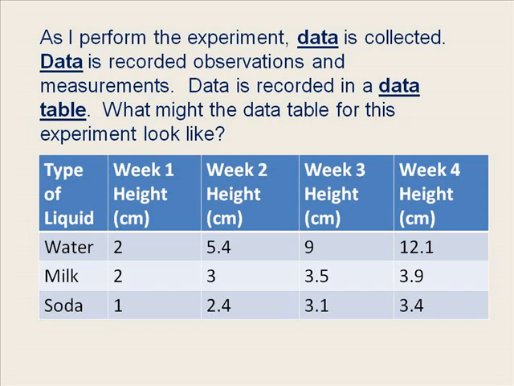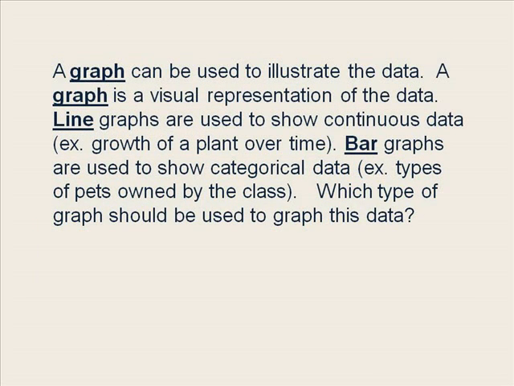When our measurements are all placed in this chart, you should be able to look and see which liquid was the best for the plant. If you notice, by looking at week 4 height, the water had a height of 12.1 centimeters, which means that the plant that received the water grew the tallest. Once we have our data displayed in a data table, we can then make an illustration or picture of the data, and we call that a graph.